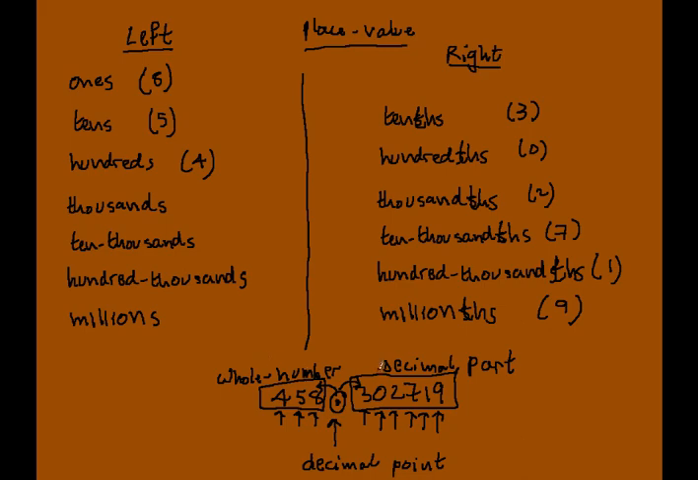So this is how you would recognize the place value of a number. So make sure that you remember this chart. We're going to use it a lot. So let's look at an example. So let's say that you have this number, 0.9684. And they ask you to write this number in words.